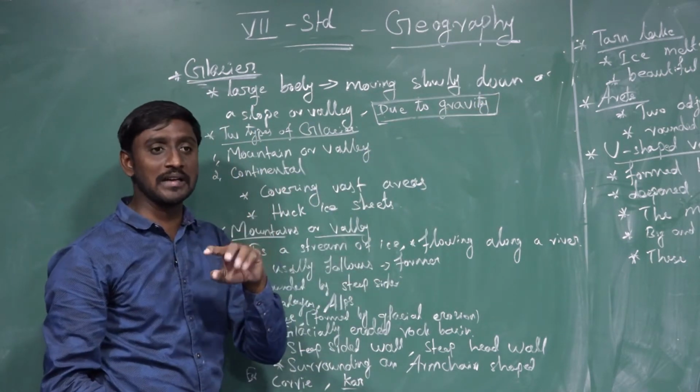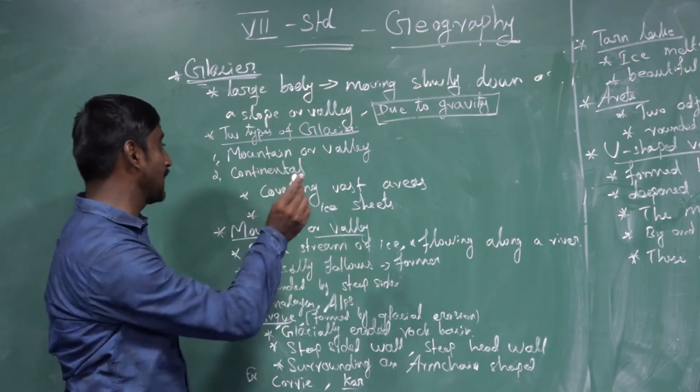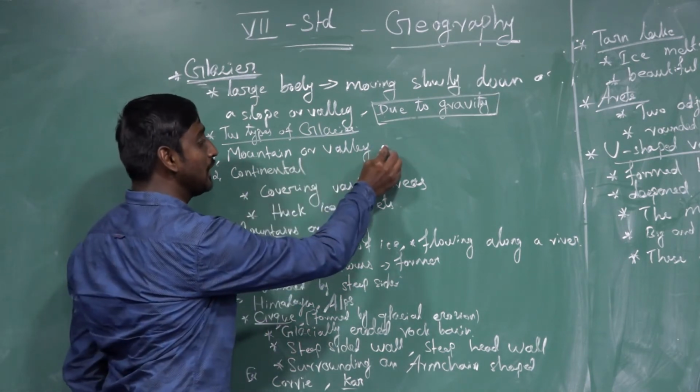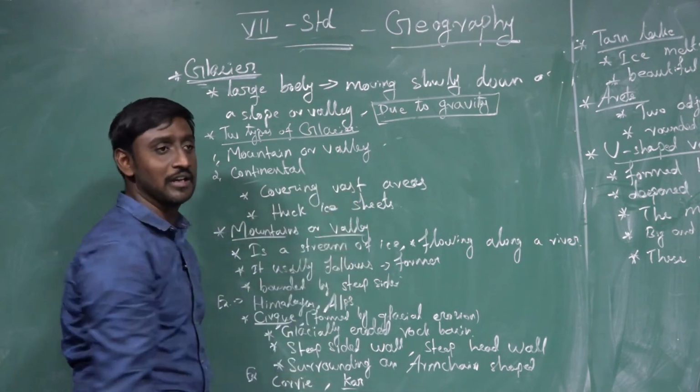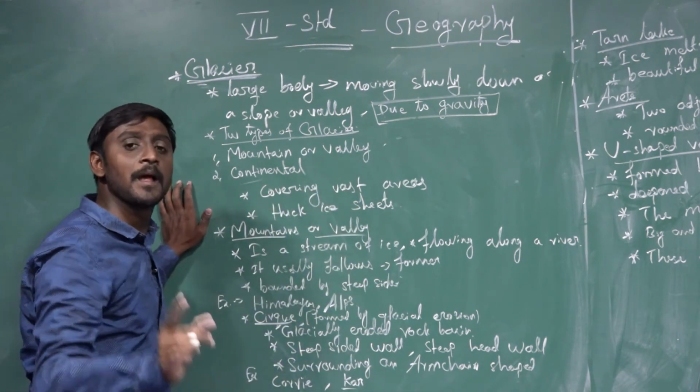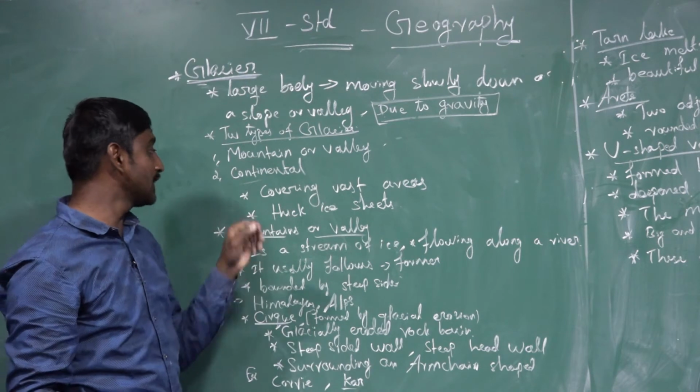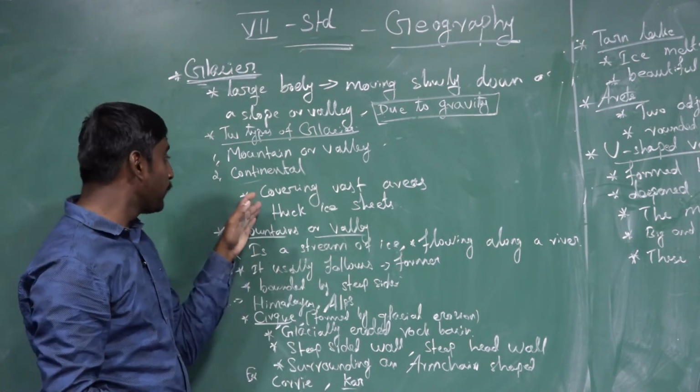There are two types of glaciers: first, mountain or valley glaciers, and next, continental glaciers.